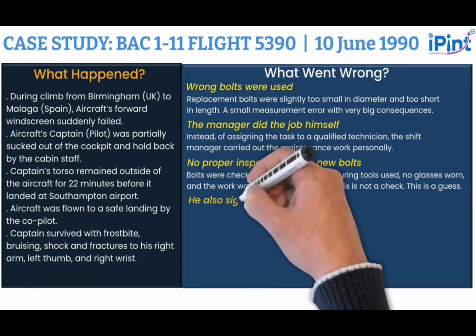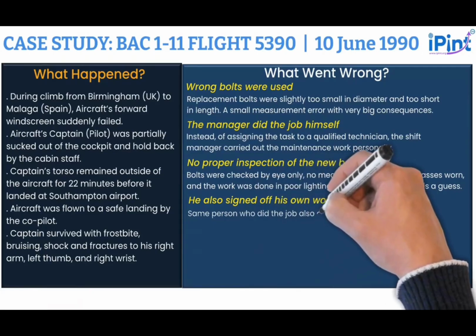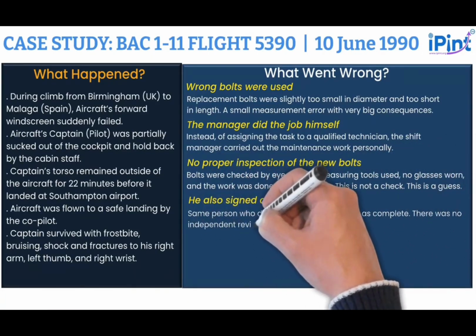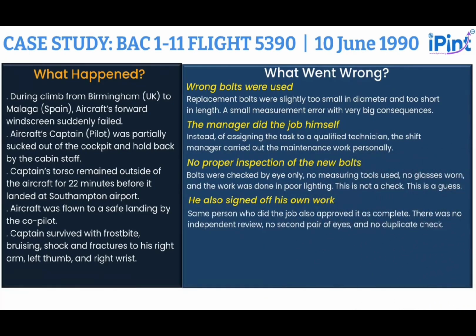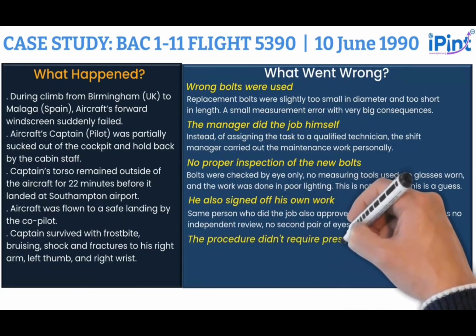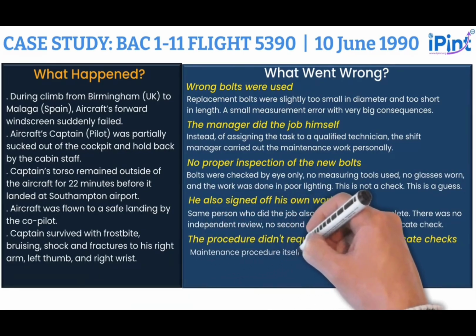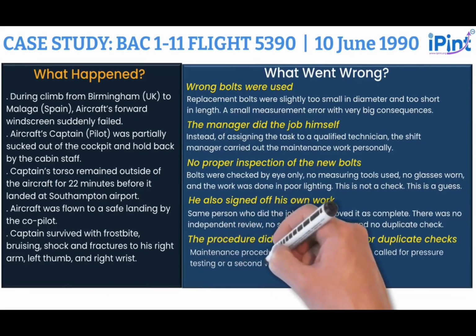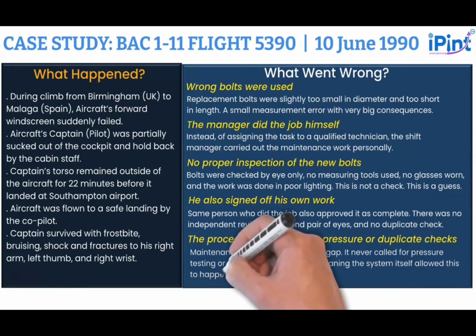And then, he also signed off his own work. The same person who carried out the task also approved it as complete. No independent review, no second pair of eyes, no duplicate check whatsoever. And finally, the procedure didn't require pressure or duplicate checks. It never required pressure testing or a secondary verification. The system that was supposed to catch human error didn't, because nobody had designed it to.